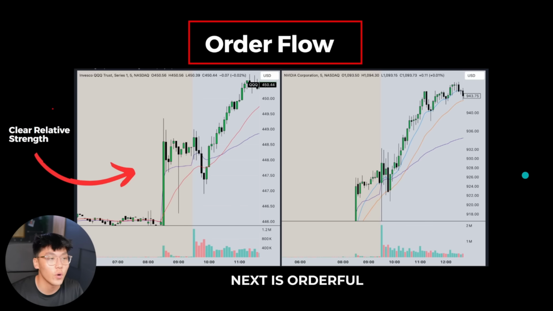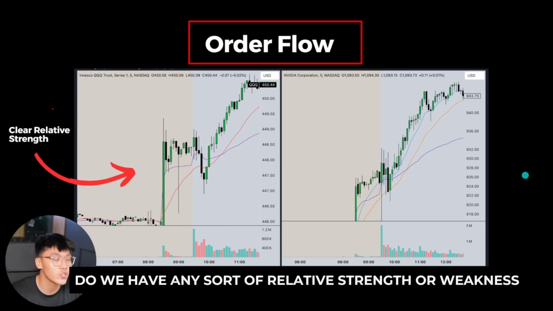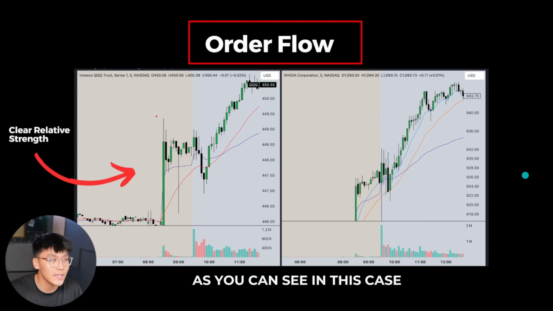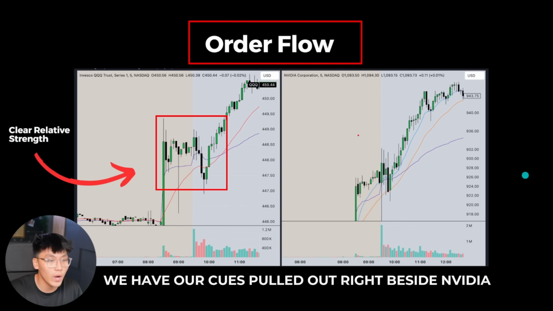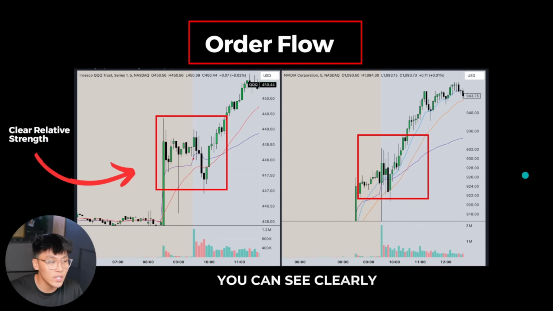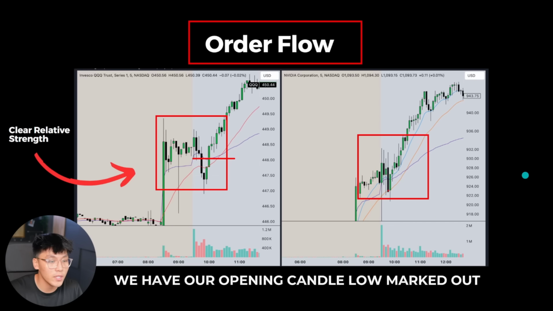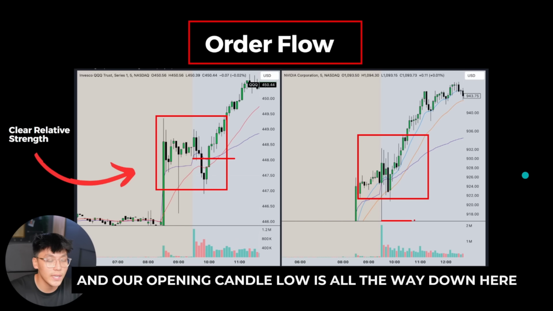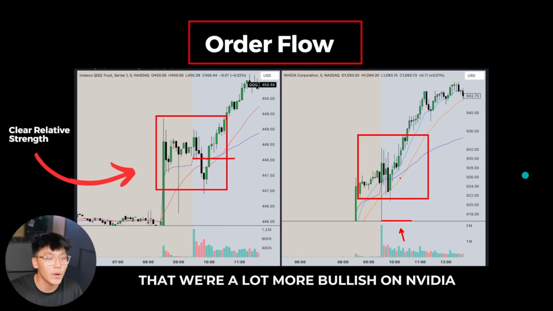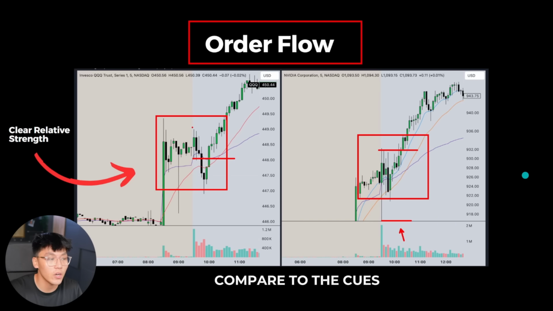Next is order flow. Do we have any sort of relative strength or weakness? As you can see in this case, we have our Qs pulled up right beside Nvidia. And you can see clearly we have our opening candle low marked out, and our opening candle low is all the way down here on Nvidia. You can clearly see that we're a lot more bullish on Nvidia compared to the Qs.